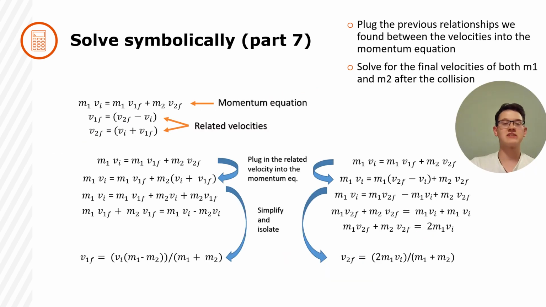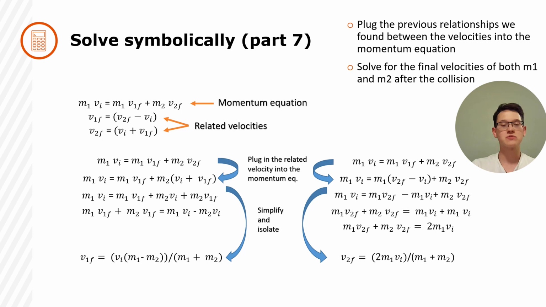Using previous calculations, we will use substitution and plug the related velocities into their respective positions in the momentum equations. After plugging them in and isolating the velocity, we will determine each mass's final velocity after the collision in terms of variables that are known.